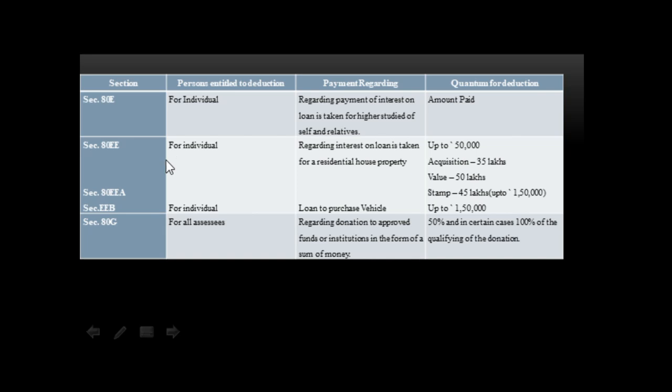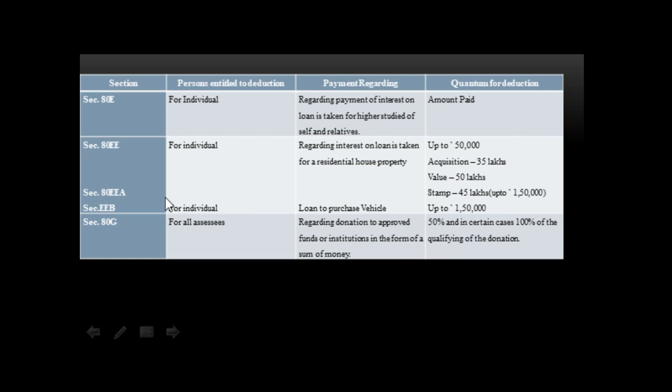Next, we move on to section 80EE. It is regarding the interest on a loan taken for a residential house property, and the assessees who are entitled are only individuals. The quantum of amount is rupees 50,000 only, but we have to consider two points: the acquisition value of the house property does not exceed 35,000, or the stamp value of the house property does not exceed 50,000, which means the quantum of deduction will be 50,000.